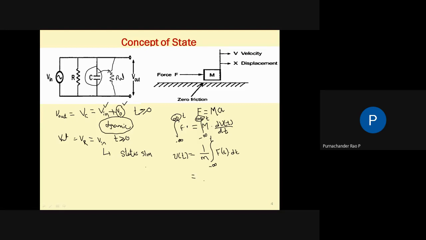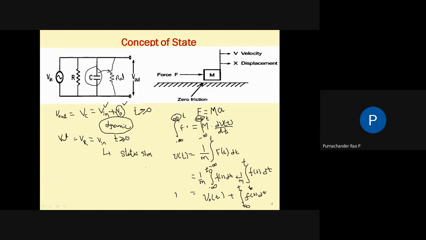Then you can divide this time interval into two cases. One is minus infinity to t naught, 1/m times the integral of f(t) dt, plus 1/m times the integral from t naught to t of f(t) dt. The first value we can call v naught, the initial velocity of the system, plus this function, the integral from t naught to t of f(t) dt.